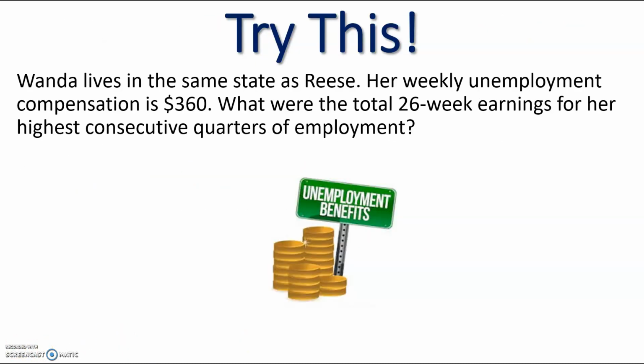All right, now it's your turn to try. Try this. Wanda lives in the same state as Reese. Her weekly unemployment compensation is $360. What were the total 26-week earnings for her highest consecutive quarters of unemployment? Be really careful here. You're going to have to work backwards. Give it a try.